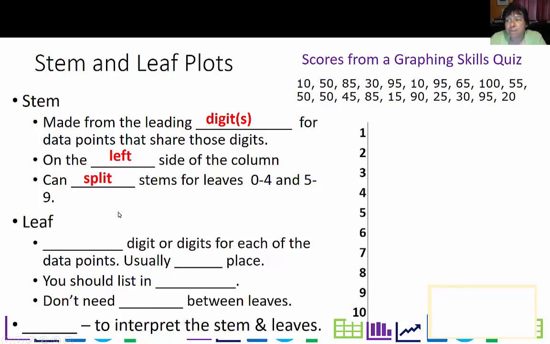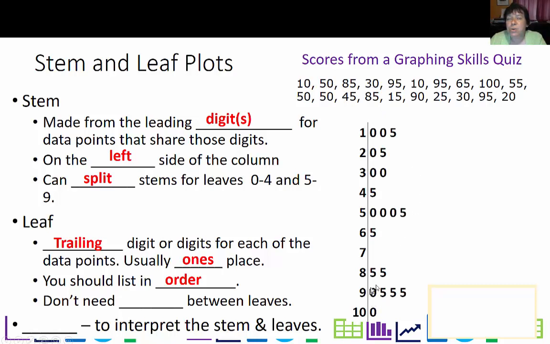So the leaf is now the other part of the grade. So the leaf for this one is 0. For that one, it's 0. For this one, it's 5, 0, and 5. So those are the trailing digit or digits for each of the data points, usually the ones place. Now you should list them in order. So if I was doing the 80s, let's see, or what do I have here? I have 90s. Do I have any 90s? Well, we'll see what we got here.